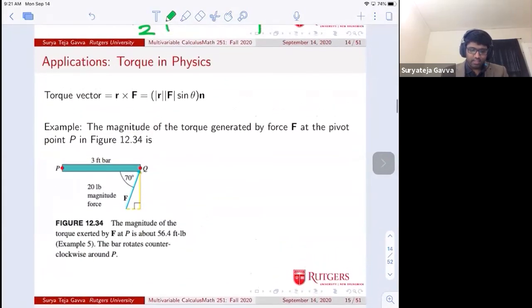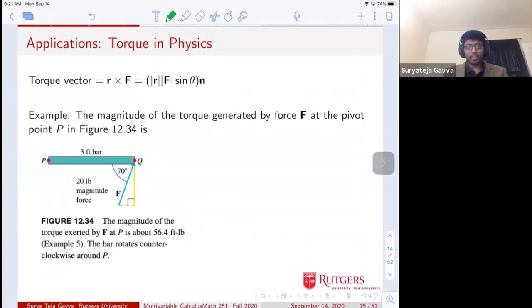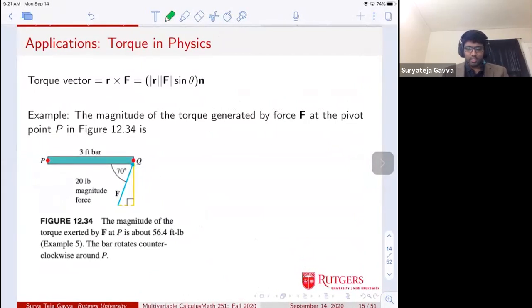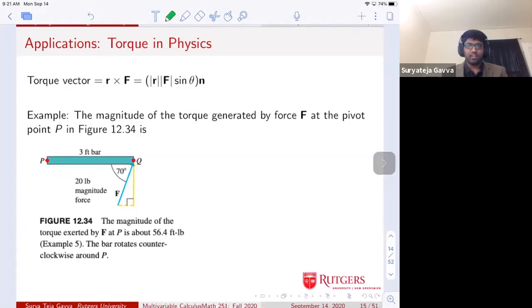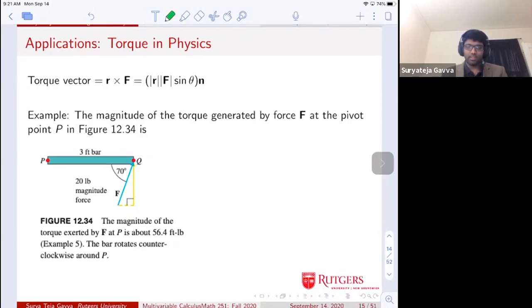Okay, so that's one example of how to use cross products. And the physics example is that if I have forces and I am applying a force from a different position, like there's a pivot, imagine that I'm trying to rotate some rod, a rod that is fixed at P, and I'm trying to give a force to rotate that object.